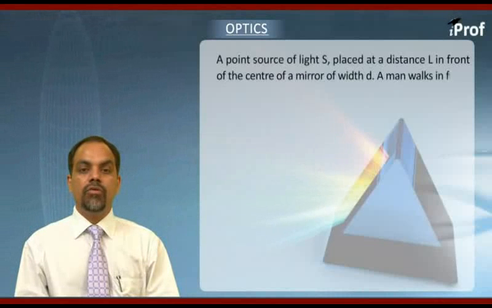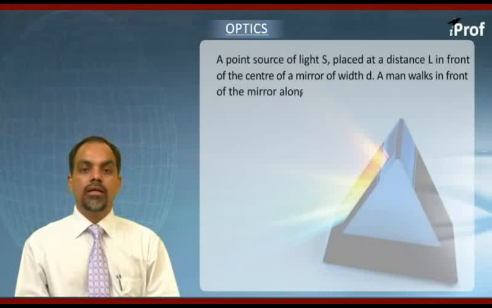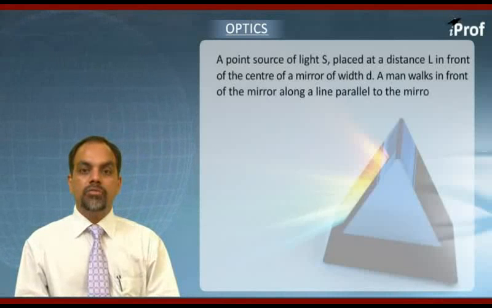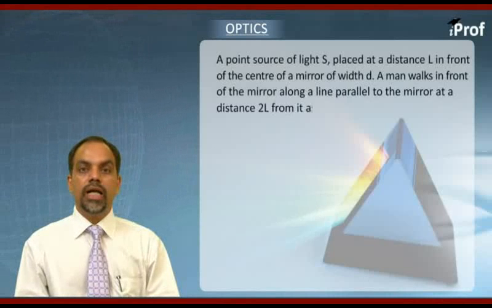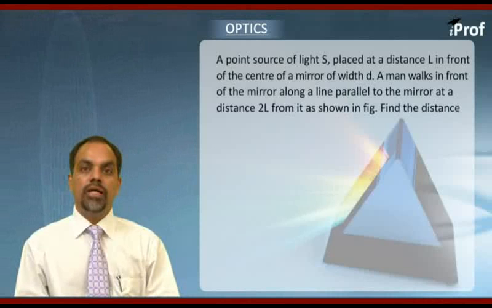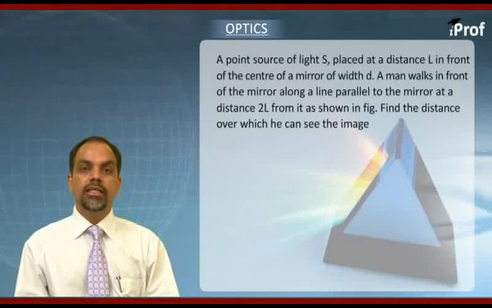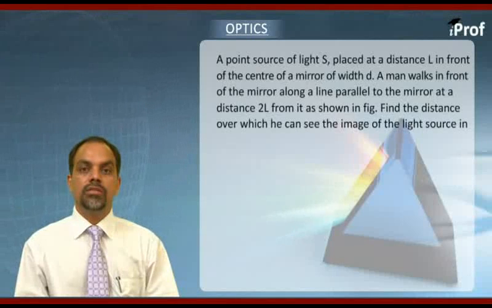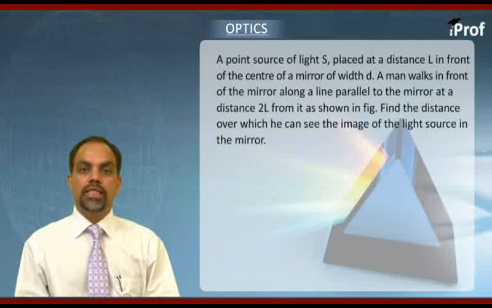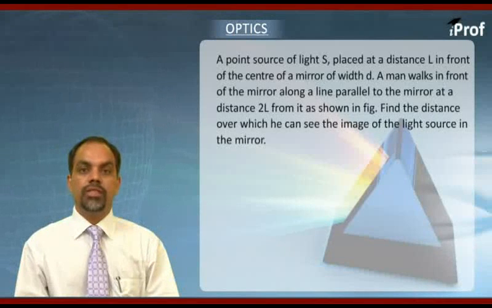Now a man walks in front of a mirror along a line which is parallel to the mirror at a distance 2L. Now we have to work out the distance over which the man will see the image of the source while walking on this path. So let's analyze it and do the relevant calculations.